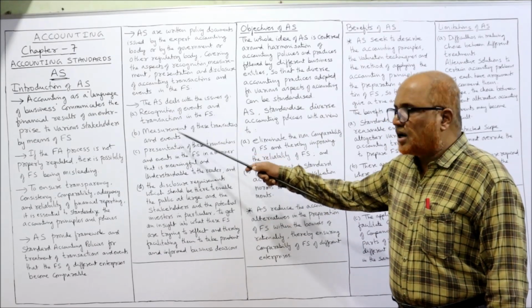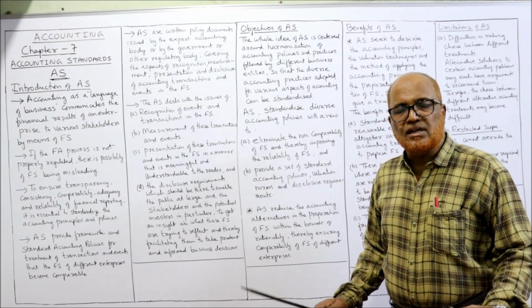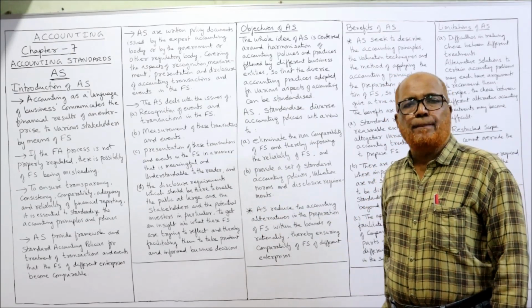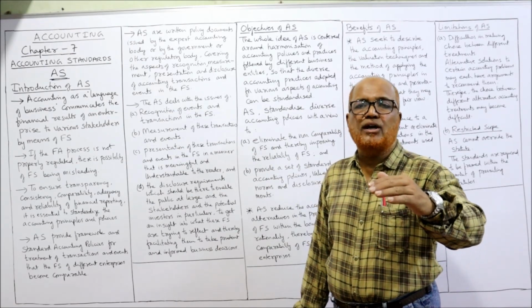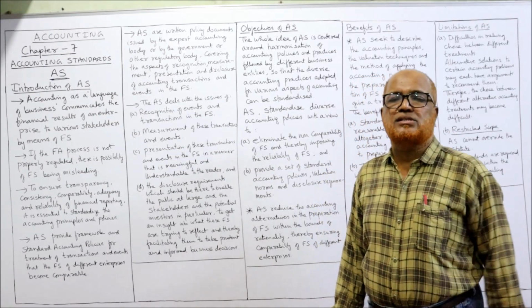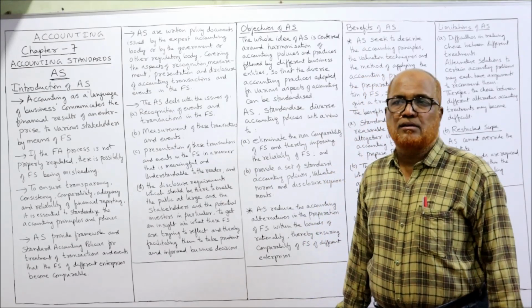Right? So these are the issues with accounting standards. First, the accounting standard should identify. Secondly, it should measure the transaction. Third, the proper way it should be presented in the financial statements. And lastly, the disclosure requirement. Right?